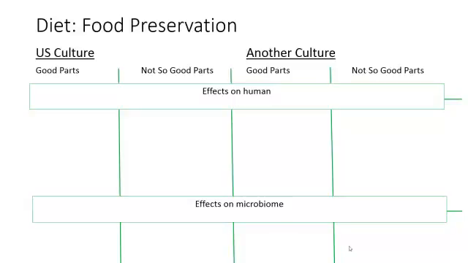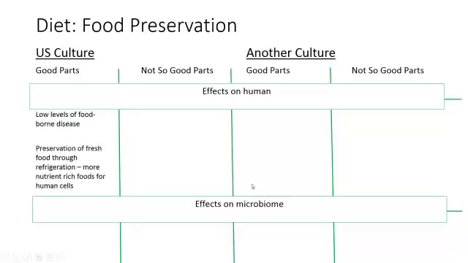Now, let's take a look at diet, namely food preservation, as another example of how I would go about this process. So what are some of the good parts of how the U.S. preserves food? We have lower levels of foodborne disease, mainly because of refrigeration, in my opinion, and the ability to freeze things. Also, because of our ability to have refrigeration in everyone's home, we have more fresh foods, which means that there could be more nutrient-rich foods for human cells. So it's something to consider.